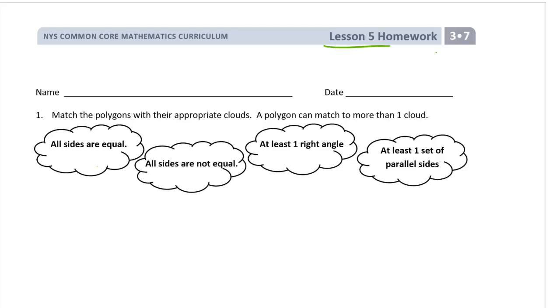This is module 7 of third grade, name first please. And we're matching up polygons with their appropriate clouds. So they're just different properties of different polygons. And so I'm just going to take one cloud at a time and see which shapes match up. So sides with all shapes with all sides that are equal.